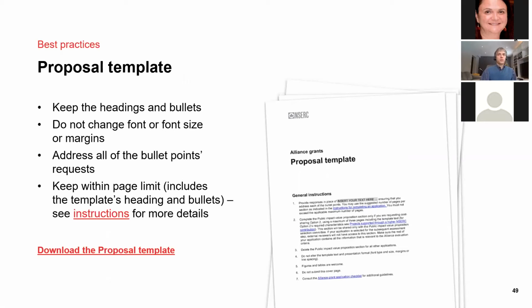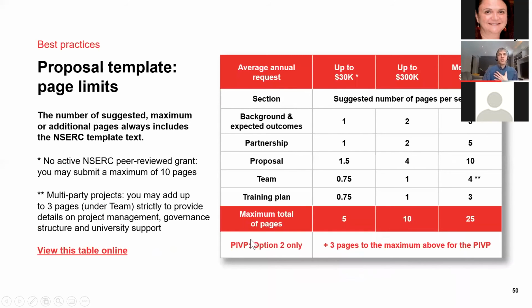In terms of the proposal template, make sure that the font size is not shrunk too much. It has to keep meeting the regulation, and you can download the template from the website. Here we have the rules and guidelines for page numbers. The number of pages at the bottom, you can't go beyond that, whereas the numbers within the different sections are more suggestions. So if you need a little more in background and outcomes and less in partnerships, that's fine. We can accommodate that, but in the end, not more than 25.